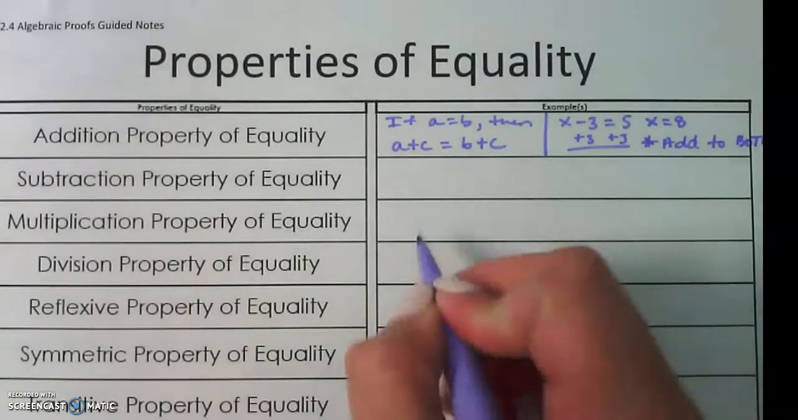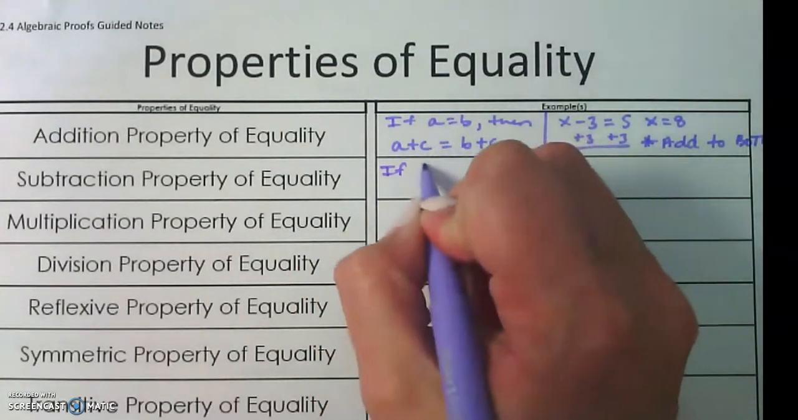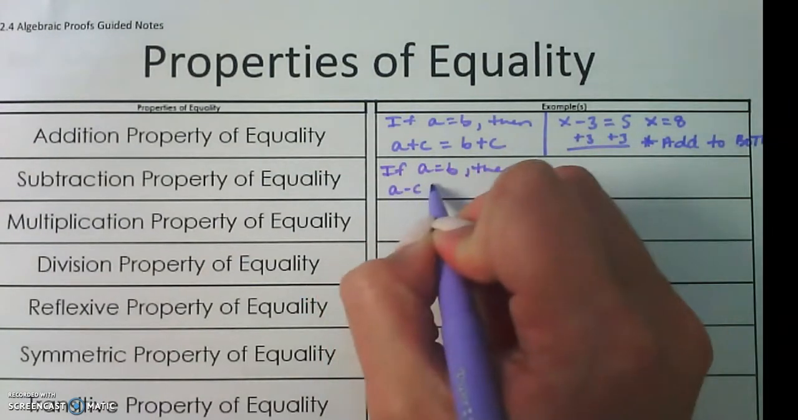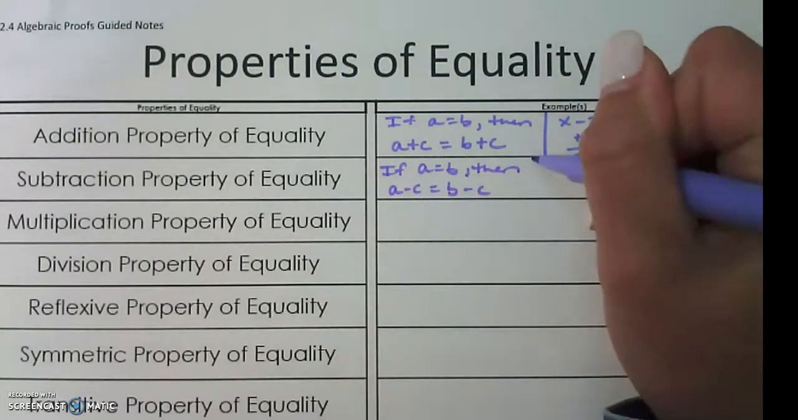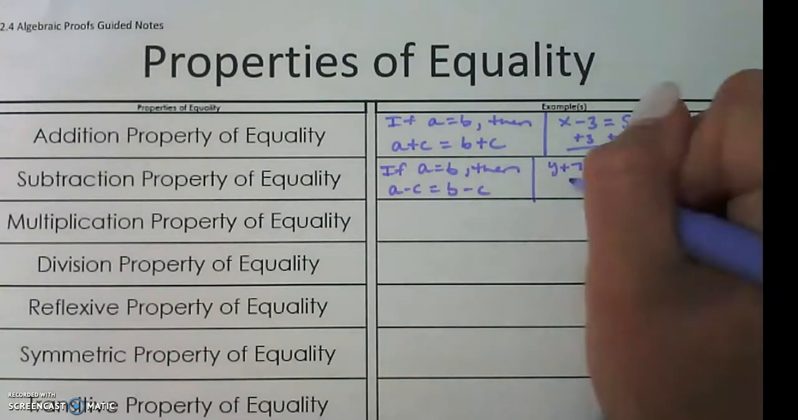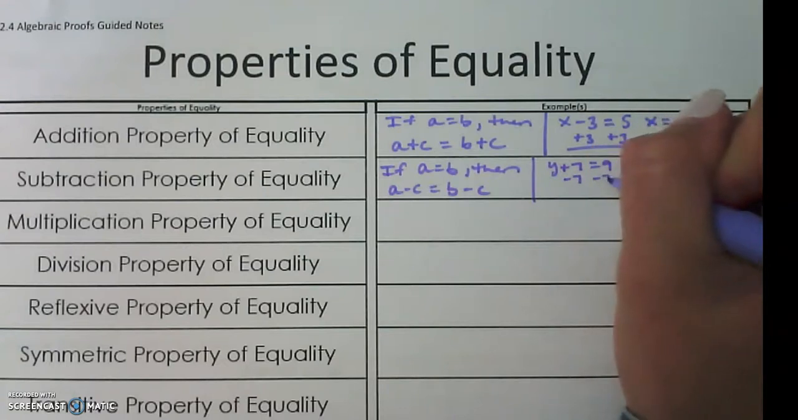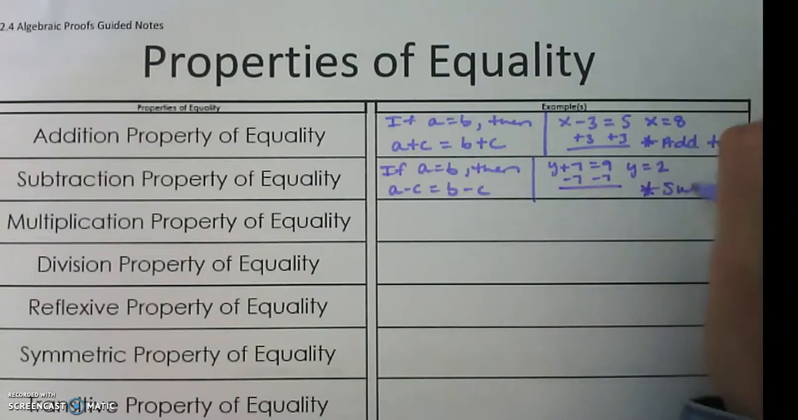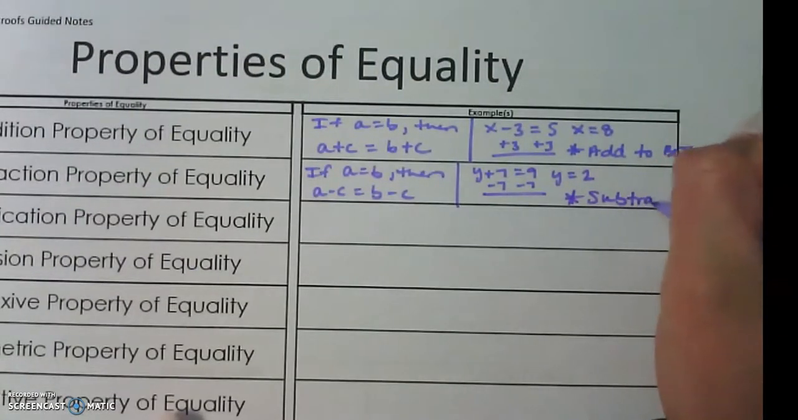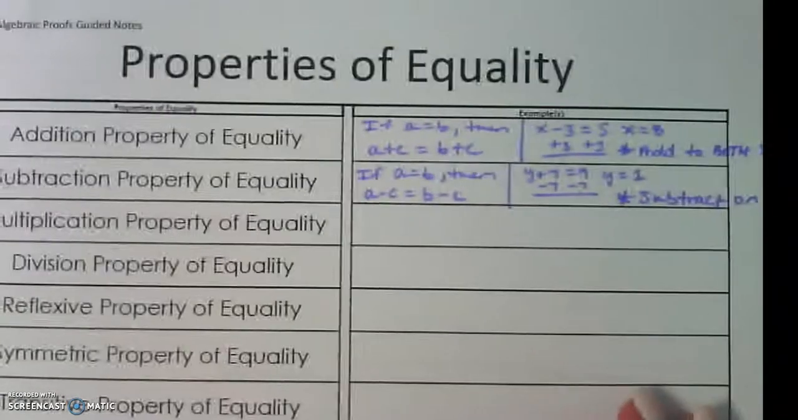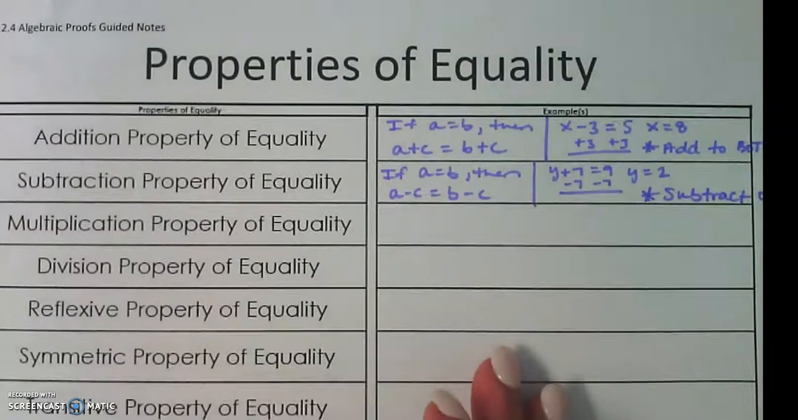So subtraction, if A is equal to B, then A minus C is equal to B minus C. So again, our example, this time we're going to say y plus 7 is equal to 9. In order for us to solve for y, we're going to subtract 7 on both sides to give us y is equal to 2. So again, we're going to subtract on both sides of the equation. If we are doing that, then we are using the subtraction property of equality.